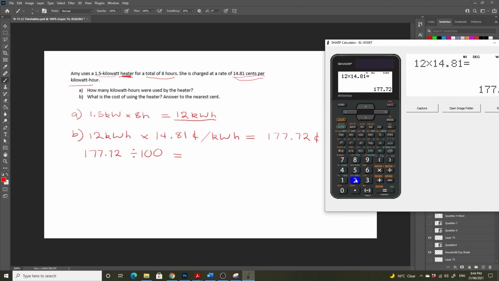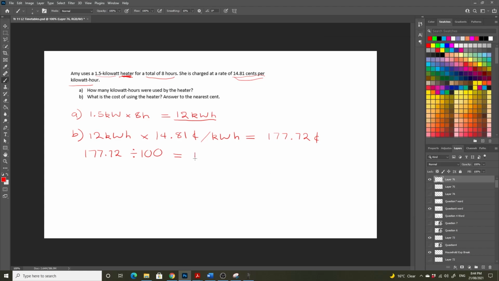So if we do divided by 100, what we get is 1.7772 dollars. But we want to round it to the nearest cent, because we don't actually use any denominations of currency less than a cent. So if we round this to two decimal places, the next place is a 7, so we round up and it becomes $1.78.